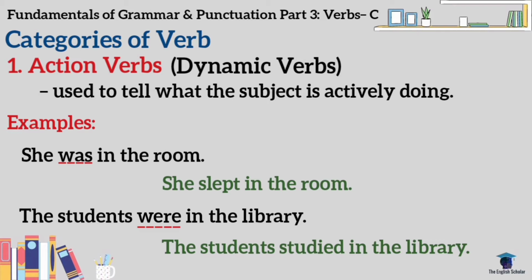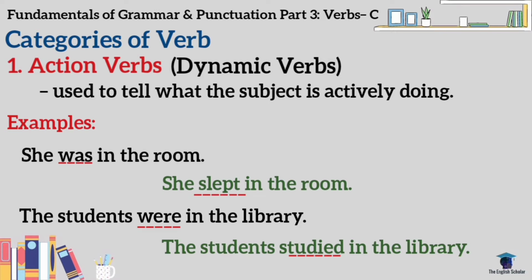Sentence 1 tells us exactly what she was doing in the room, and that was that she slept in there. Sentence 2, on the other hand, tells us exactly what the students were doing in the library, and that was that they were studying. And that's perfect. That's the big contribution of action verbs. Please do not be confused if our action verbs slept and studied are in past tense. We can also make them into future tense or present tense. However, they do not change the meaning of this discussion because we are just highlighting the importance of action verbs in making more impact in a sentence as discussed.